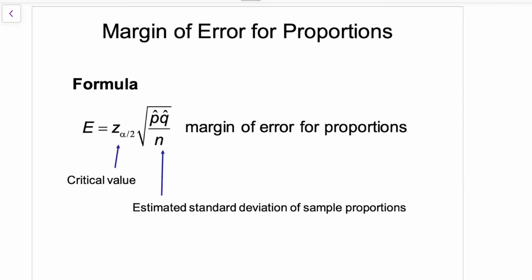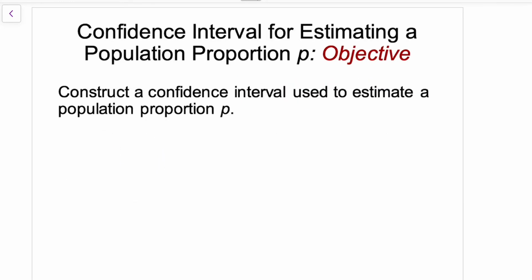The formula for margin of error E is going to be z sub alpha over 2, our critical value, times the square root of p hat q hat divided by n. And again, p hat is our sample proportion. Q hat then is going to be 1 minus p hat, the complement of our sample proportion. Now we have everything we need to construct a confidence interval around our population proportion. And that's exactly what we're going to do.